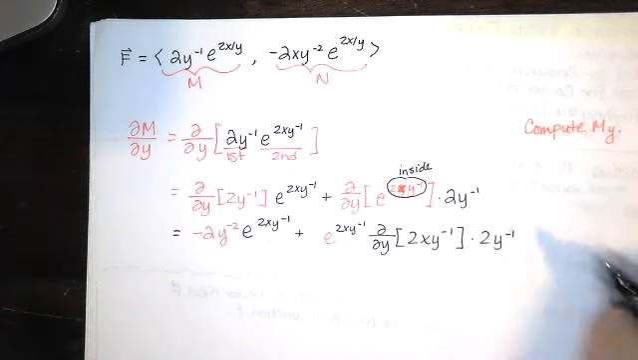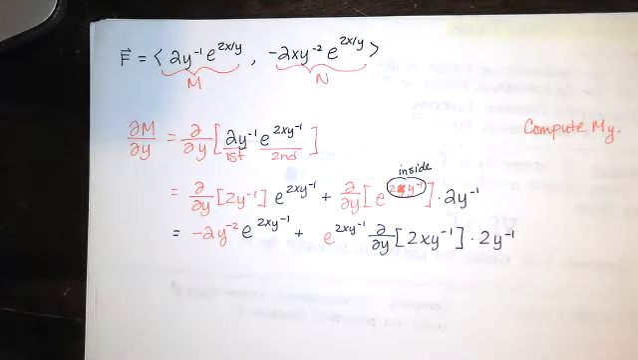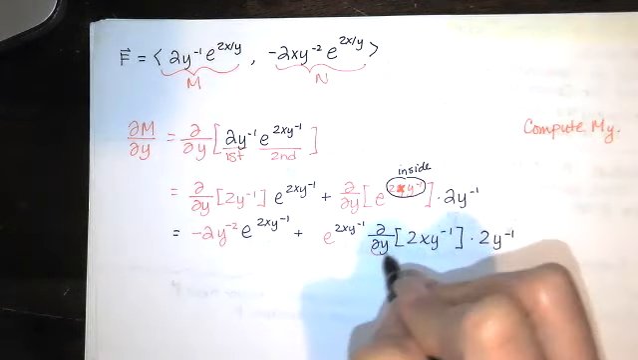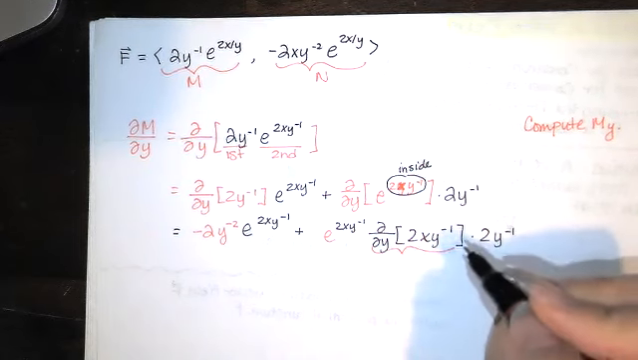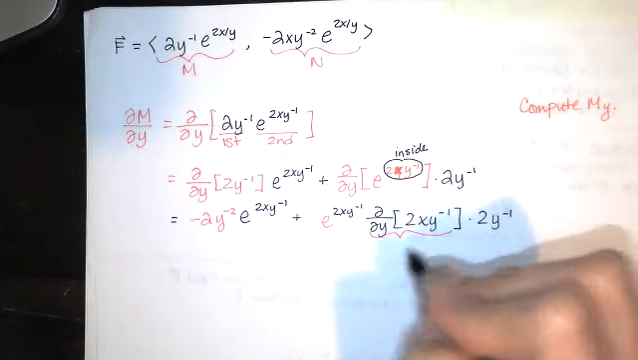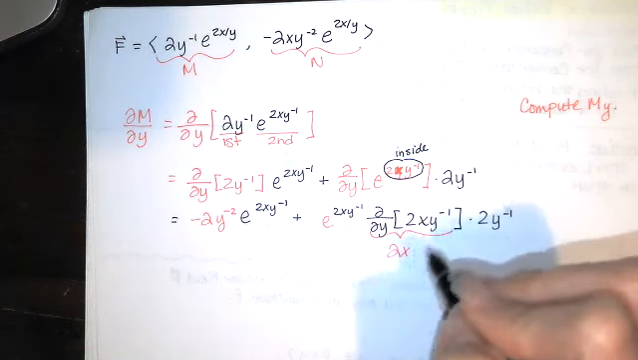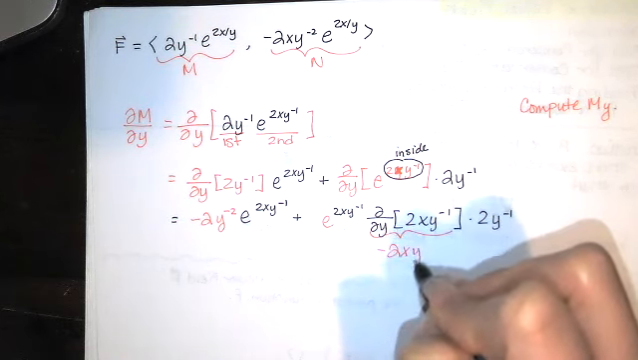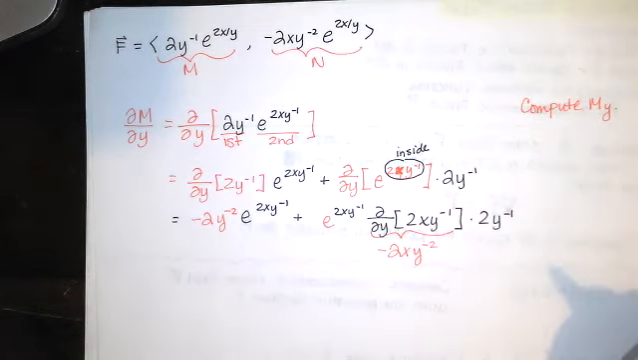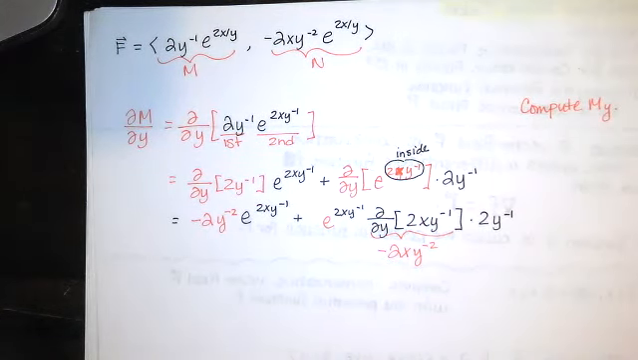And bring that 2y to the -1 that's right there down as well. The derivative of the inside with respect to y is this constant, which is 2x. I bring it down, and then I use the power rule for the y to the -1. So I bring my negative down, multiply by y to the 1 less power. So that's my partial of m with respect to y.